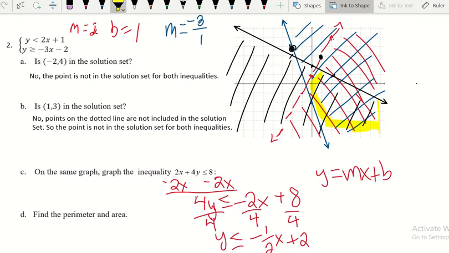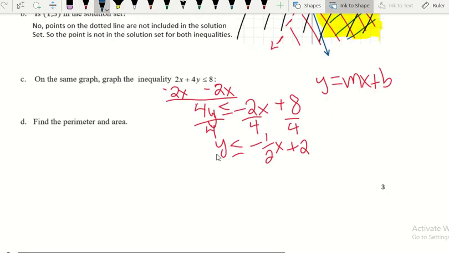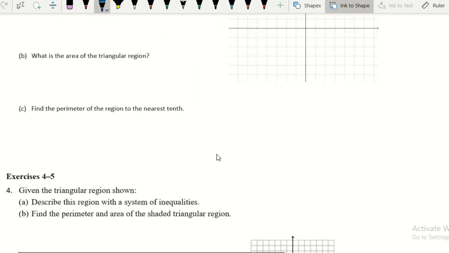Okay. Now we can't really find the area and perimeter of this because number one, it's not a triangle or a rectangle and it goes on forever. Okay. So we got to be careful there. All right. But that's the region, that's the shaded region. So we'll do letter D on the next one. Okay. So let's head one more question. Let's head down to the next page.